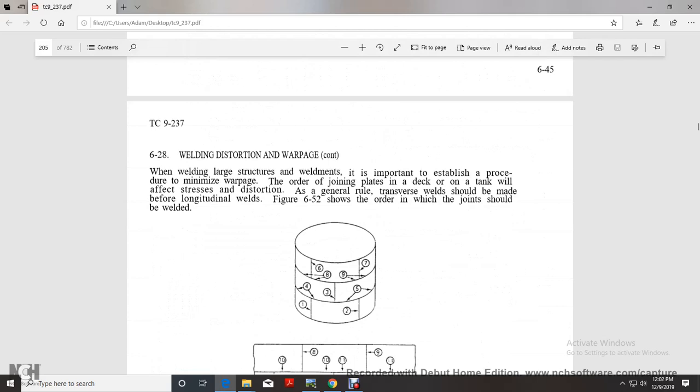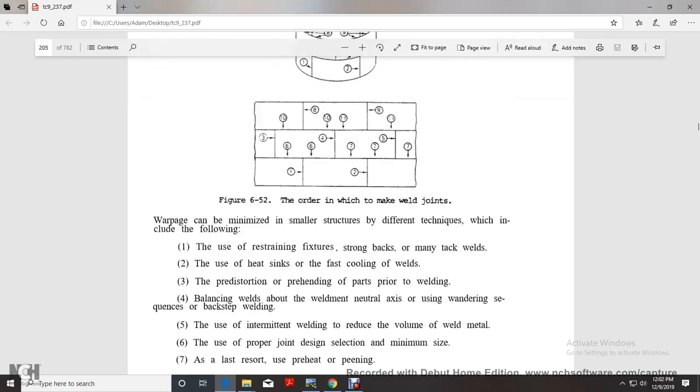When welding a large structure weldment, it is important to establish a procedure for minimizing warpage, for example to join the plate of the deck with the tank of the wheel. The effect of the distortion. General rule: the transverse welds should be made before the longitudinal weld. Figure 652 shows the order in which the joint should be made.